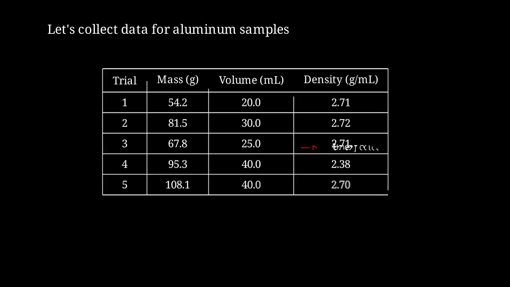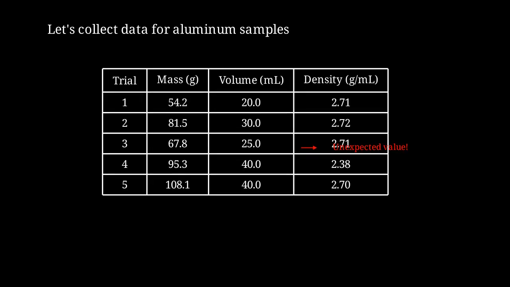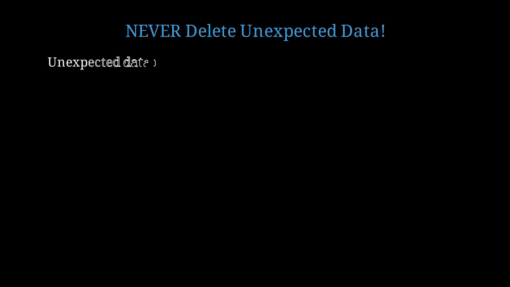Notice that trial 4 has a density of 2.38, which is noticeably different from the others. This is what we call an anomaly. The question is, what do you do with this value? Here's a critical rule in science. Never delete unexpected data. This is extremely important. That unexpected value might be telling you something important.